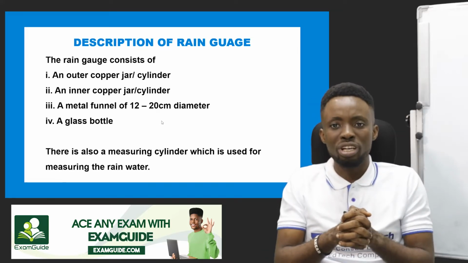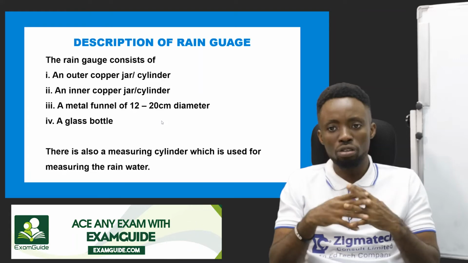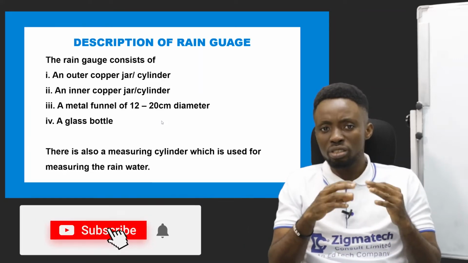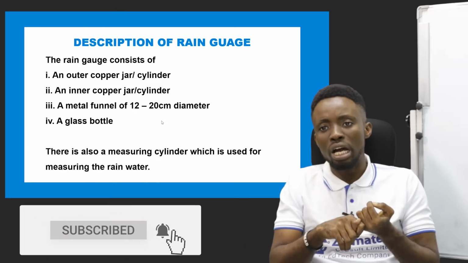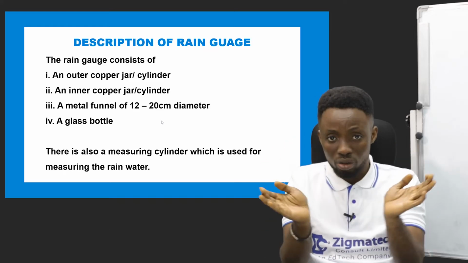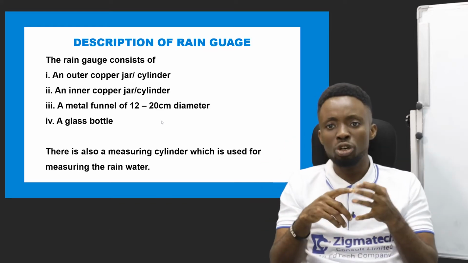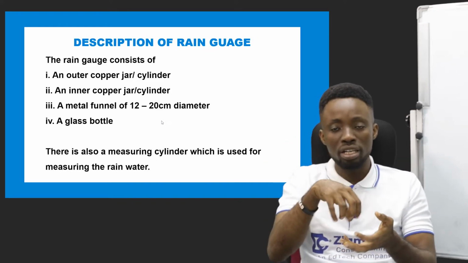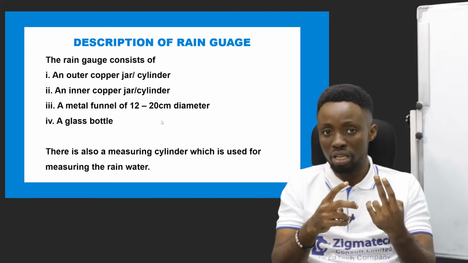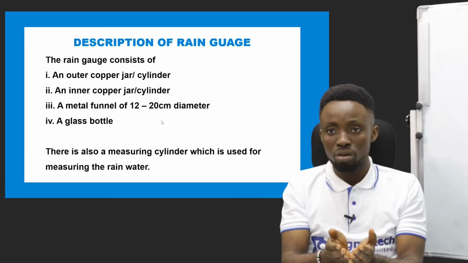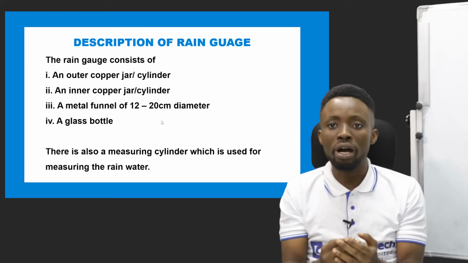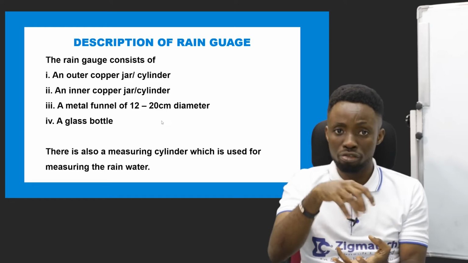Now, a rain gauge is actually made up of 4 basic components. It's made up of an outer jar or cylinder, and an inner copper jar. So we have 2 jars: the outer jar made from copper, and the inner jar also made from copper.